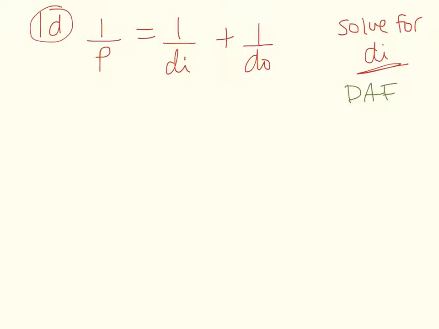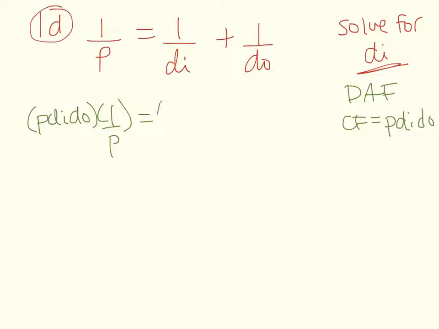So our common factor is actually p di d naught. So we've just multiplied all those terms together. But because we don't actually have numbers yet for those letters, basically we just smush them all together. So we multiply every single term by this. So certain letters will cancel out in our denominator, but not everything.